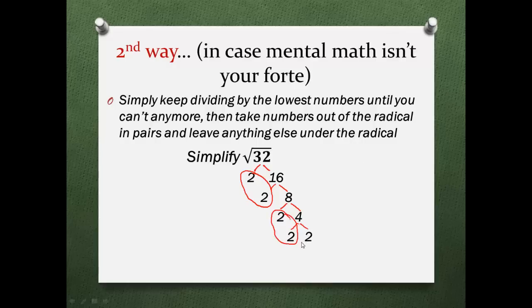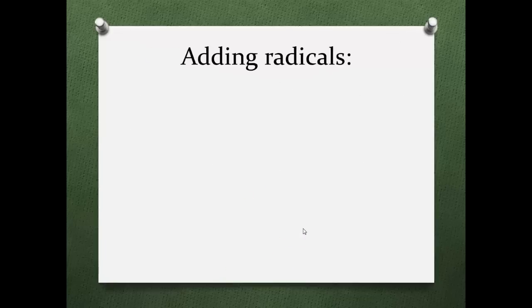So that 1 by itself is going to stay under the radical. And when we have pairs, we only take one of them out. The other one just kind of goes away. So we've got 2 2's. 2 times 2 is 4. So we could again say 4 times the square root of 2. Just write it like that. Get the idea? Okay, hopefully you have one way or another that works for you.